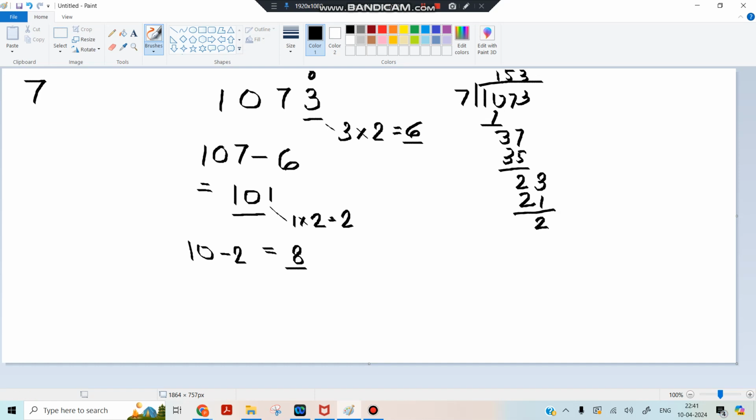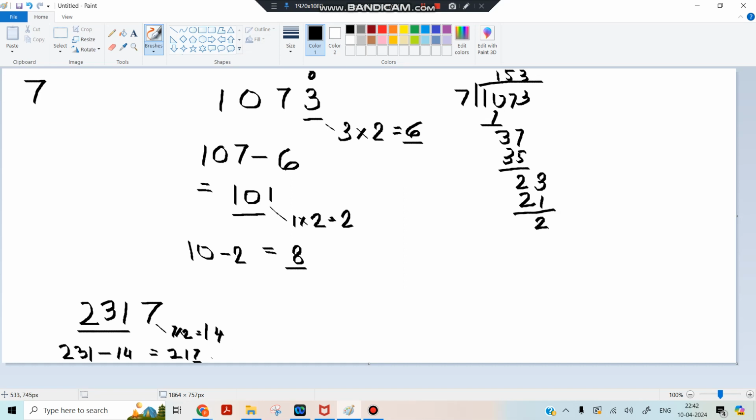Let's take another example. Say 2317. What's the last digit? 7. 7 times 2 is 14. The other digits are 231. 231 minus 14. The answer is 217.